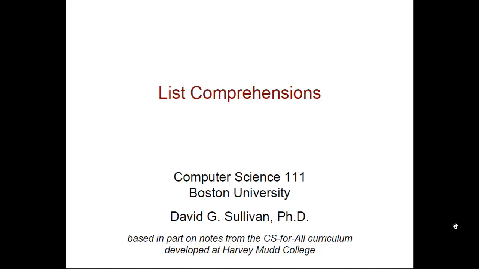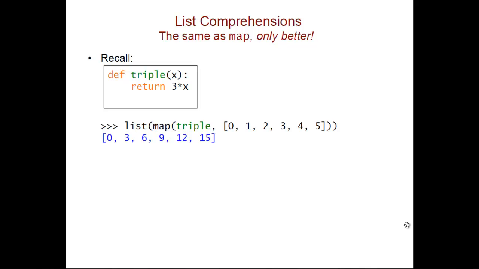List comprehensions are an extremely powerful feature of Python. In the last video, we saw how we could use the map function to take a function called triple and apply it to all of the values in a list of numbers. And we had to have the function defined already. We assumed it was in a file, and then we were able to use map to apply that function to a list of integers. And we ended up with a result in which each of the integers was tripled.